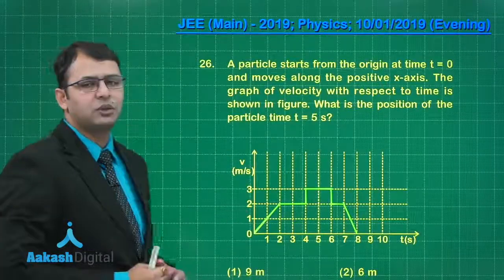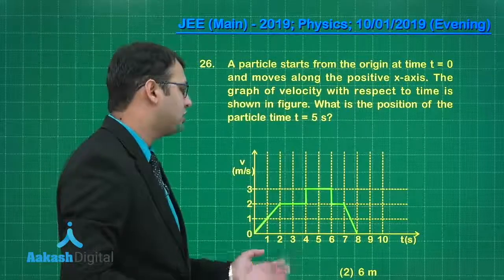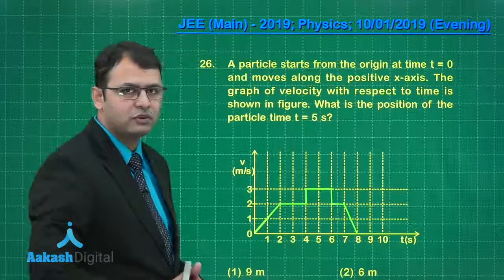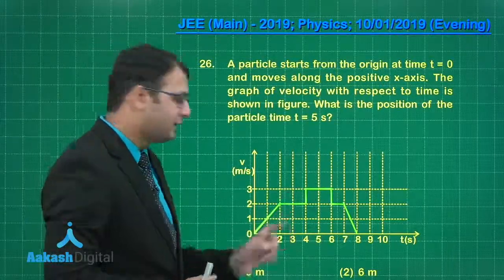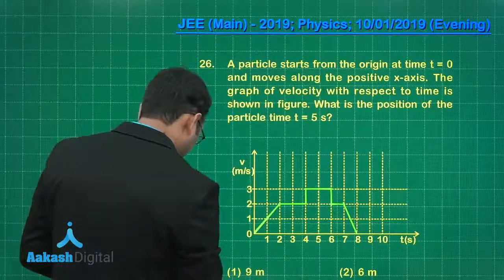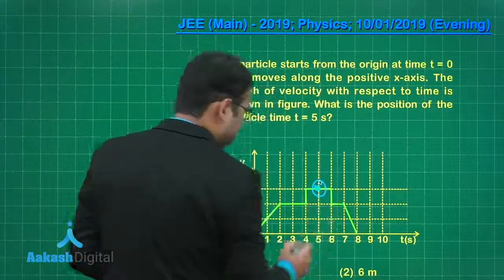Now the question you see belongs to the section of mechanics or kinematics. The particle starts from the origin and this is the VT graph given for the particle. What we have to find is the position of the particle at 5 seconds. So the point I want you to focus on is this point, right?